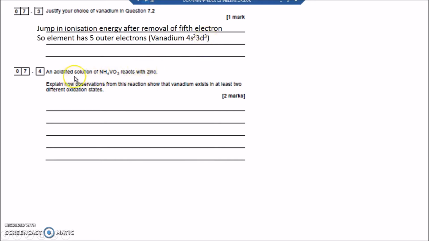An acidified solution of NH4VO3 reacts with zinc. Explain how this reaction shows that vanadium is in at least 2 different oxidation states. The easiest way to note that it's in different oxidation states is that when it changed its oxidation state as a transition metal, it changed its colour. So 2 different colours are probably observed, and each colour is due to the vanadium being in a different oxidation state.